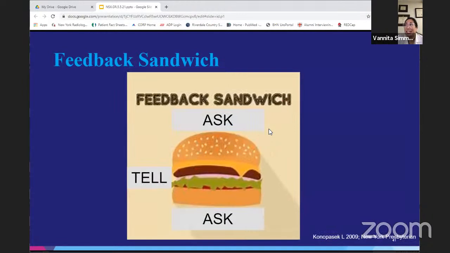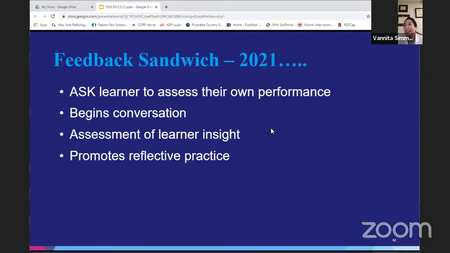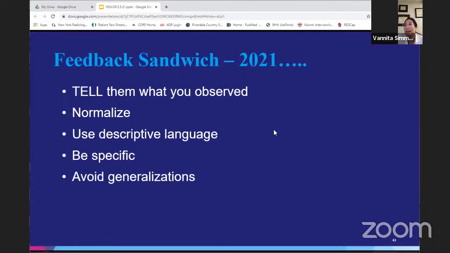The new feedback sandwich is ask, tell, ask. So you ask the learner to assess their own performance. So for example, if you just finished a case with somebody, you can say, how did you think you did? Were you comfortable with suturing? Were you able to manipulate the cystoscope as you wanted to? Did you think that you finished that in time? So it's great because it begins a conversation, it assesses what the learner thinks of themselves, and it promotes reflective practice.